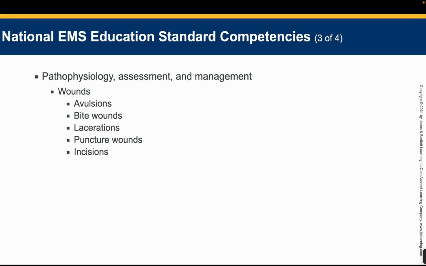Continuing with these standards, we're getting a little more detailed. This is where you're expected to understand not just what the injuries are, but the pathophysiology, assessment, and management behind them. We're going to dive into different types of wounds like avulsions, bite wounds, lacerations, punctures, and incisions. Each of these might look different, behave differently, and require slightly different approaches in how you manage them. And this is where your role really starts to level up because now it's not just that's a wound. It's what kind of wound, what's happening underneath, and what does my patient need right now?